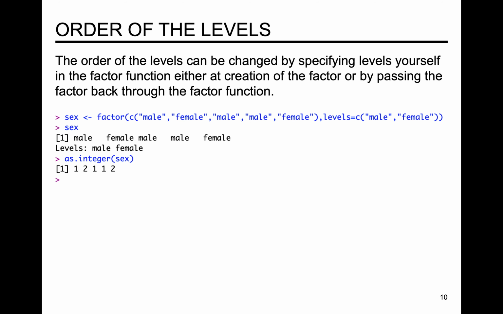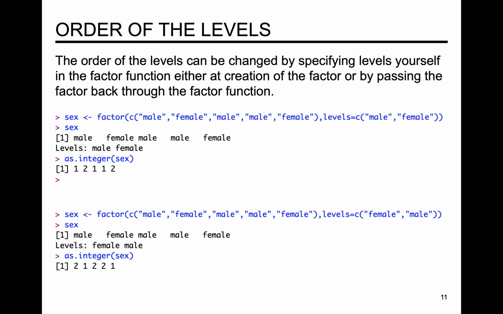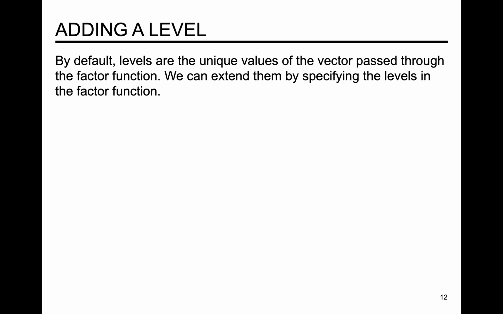The order of the levels can be changed by specifying levels yourself in the factor function, either at creation of the factor or by passing the factor back through the factor function. In the first line, I create a factor named sex, but also pass the levels to the factor function. This specifies the order of the levels, so R will not sort the factor levels. 1 will now be assigned to male, and 2 will be assigned to female. To make this more explicit, I will show an example changing the order of the levels in the factor function. Here I specify that female is the first factor level, and male is the second factor level.